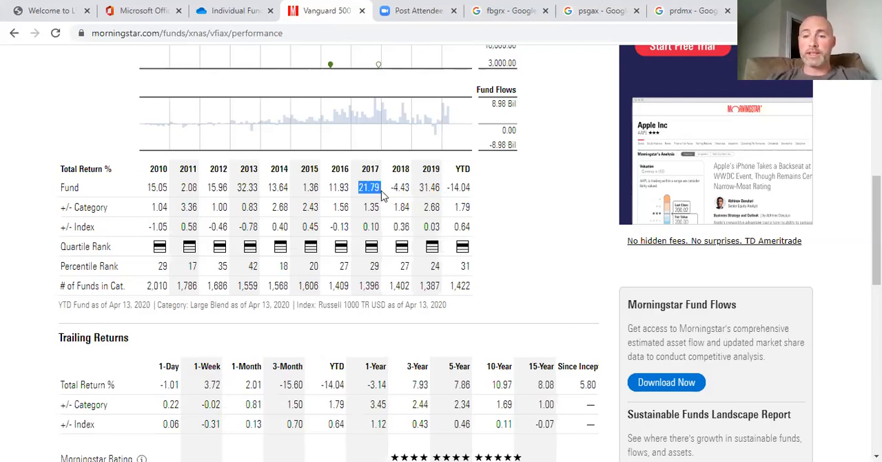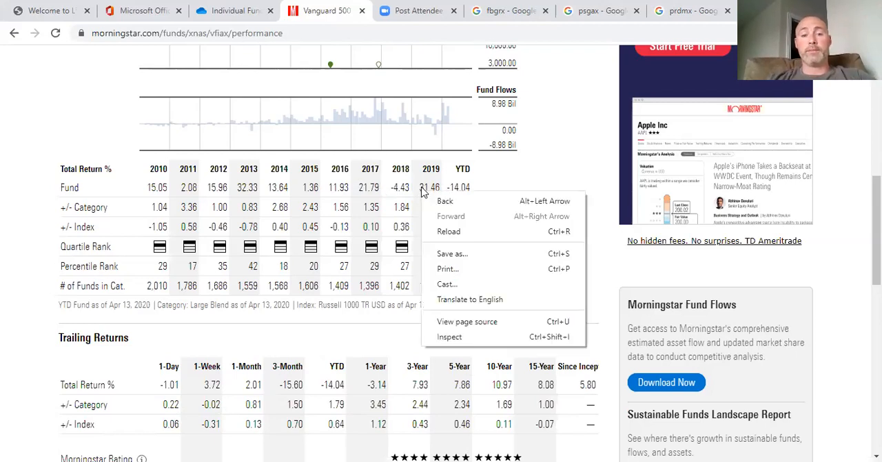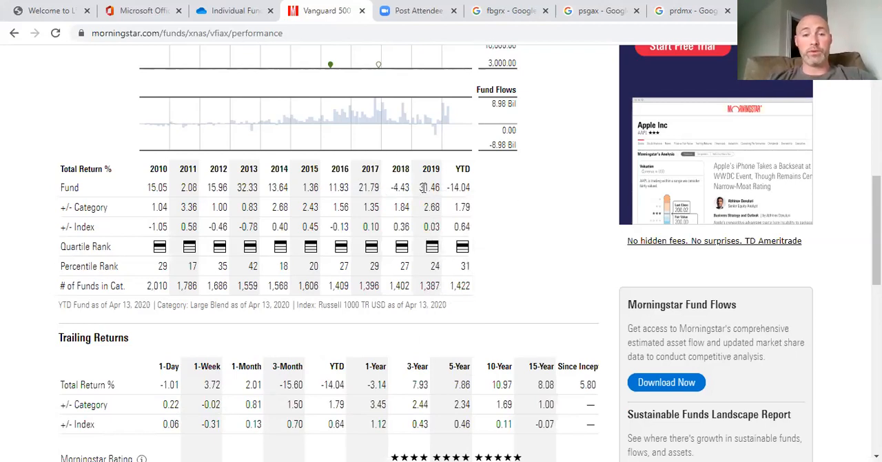Now, when we run our statistical calculations and we say, hey, anything in double digits is pretty good, we're looking for 12% rate of return, take a look at this. You're going to have years where you do extremely well. 31% is amazing. But then look at the year before that. You lost 4%.